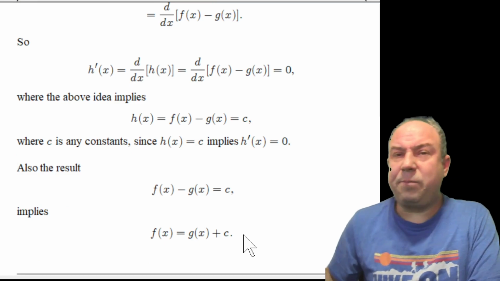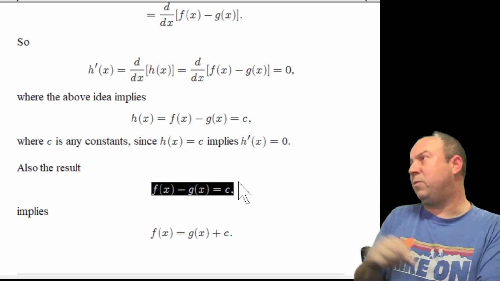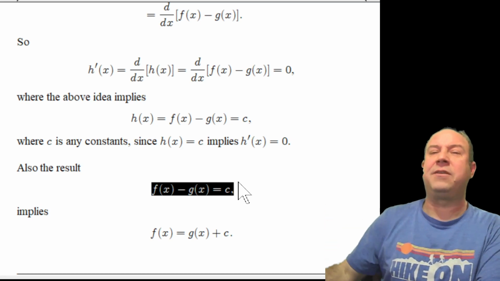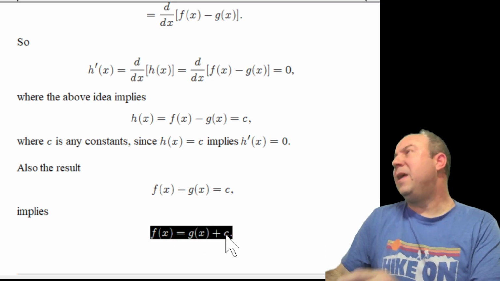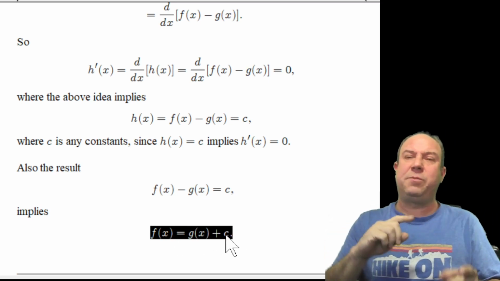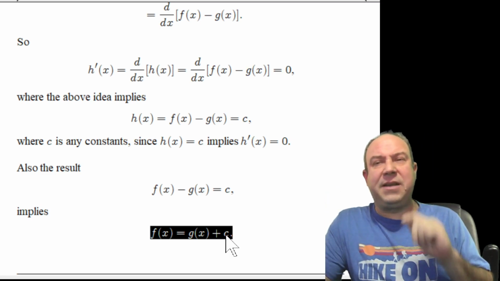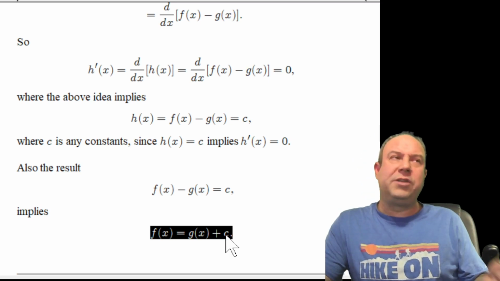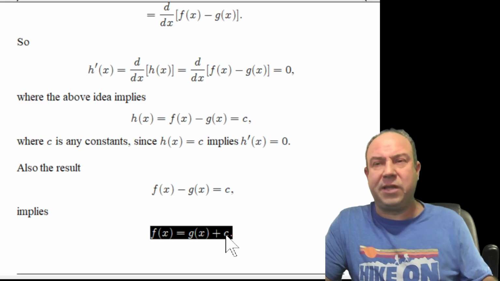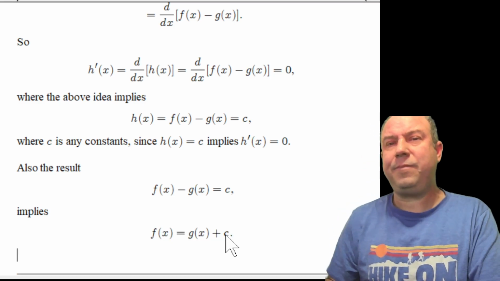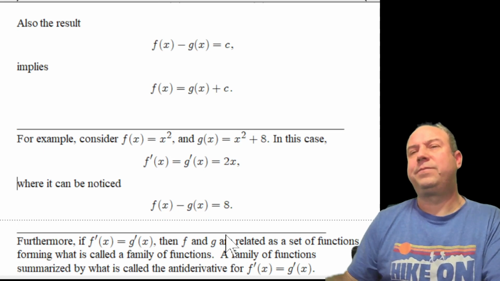So what that implies is that f of x minus g of x, because that's equal to h of x, must equal a constant value, or that f of x must be equal to g of x plus c. What must be true about the relationship between f and g if they have the same derivatives is that they differ by nothing more than a constant. One is just a constant more than another. Now, we can show this in a quick little example here.